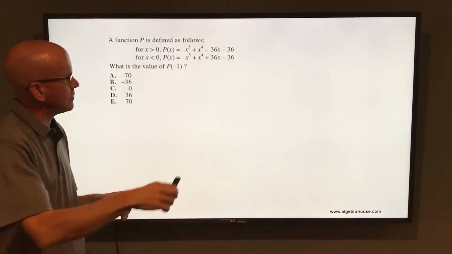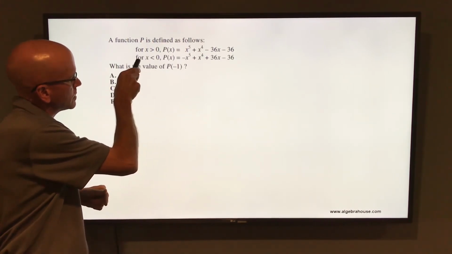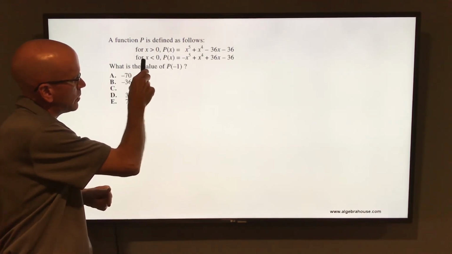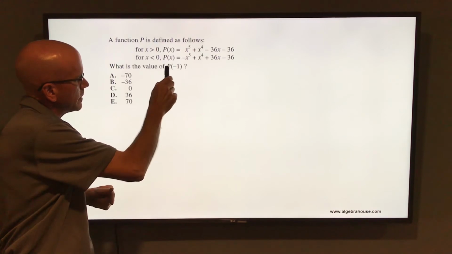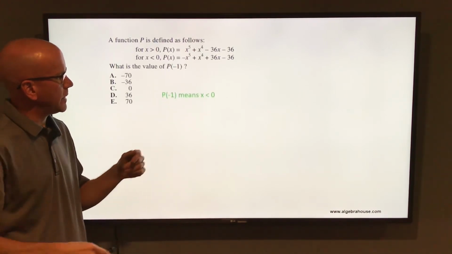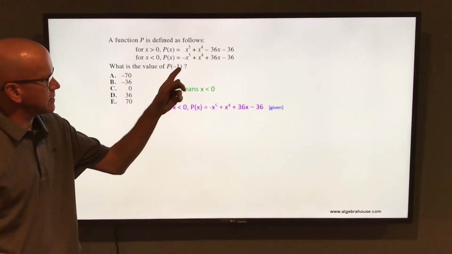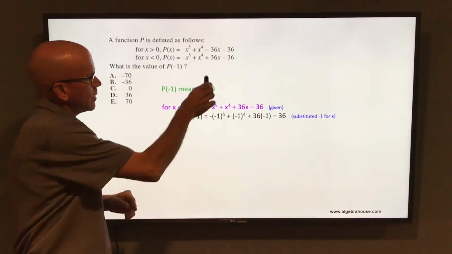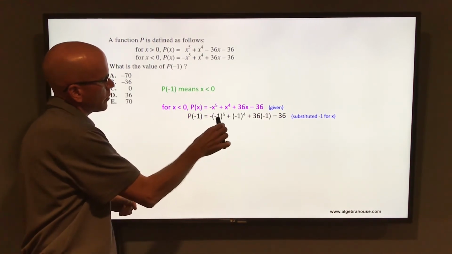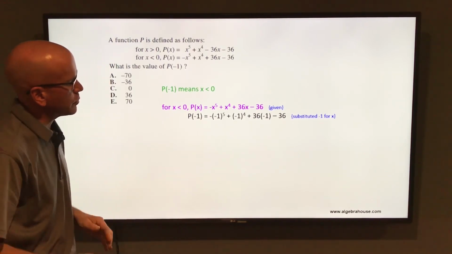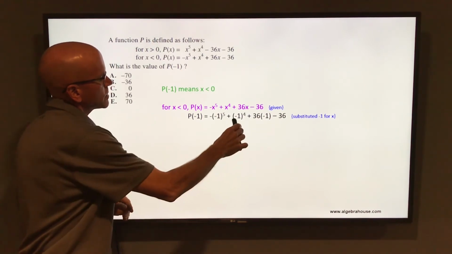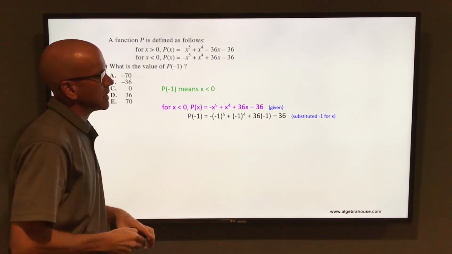So right there, the value of x is -1. You're going to use the second one, where x is less than 0, because -1 is less than 0. That fits this second one. So we're going to substitute that -1 in for x into this negative x to the 5th plus x to the 4th plus 36x minus 36. So in that, just replace the x with -1 and work through that. You're taking the negative of -1 to the 5th plus -1 to the 4th plus 36 times -1 minus 36.